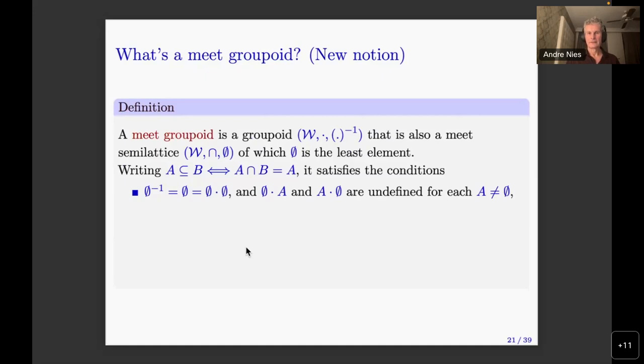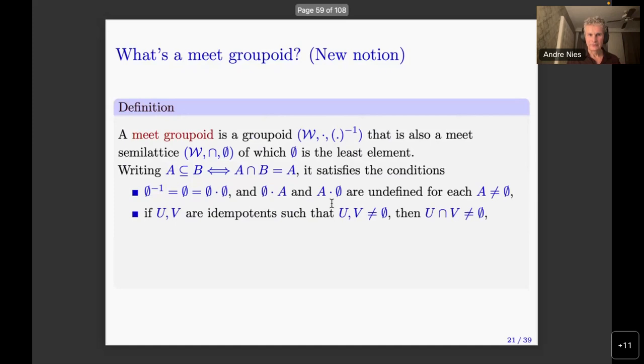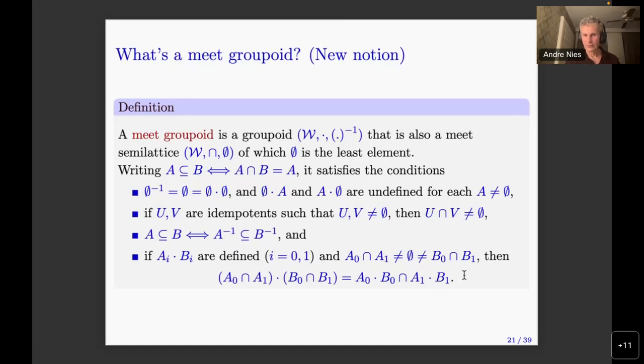And this is a new notion, so I define it here in a bit more detail. I want these axioms here, so just saying that the empty set doesn't do much with the rest. If I have two idempotents that are non-empty, then the intersection is non-empty. The inverse preserves inclusion. And one more axiom that also holds for cosets, but the basis says that the two binary operations commute. So that's an exercise to verify for cosets. And to get a nice notion, I think it's convenient to add this to the list of axioms. You don't really need to remember this, just that there's a nice algebraic notion.